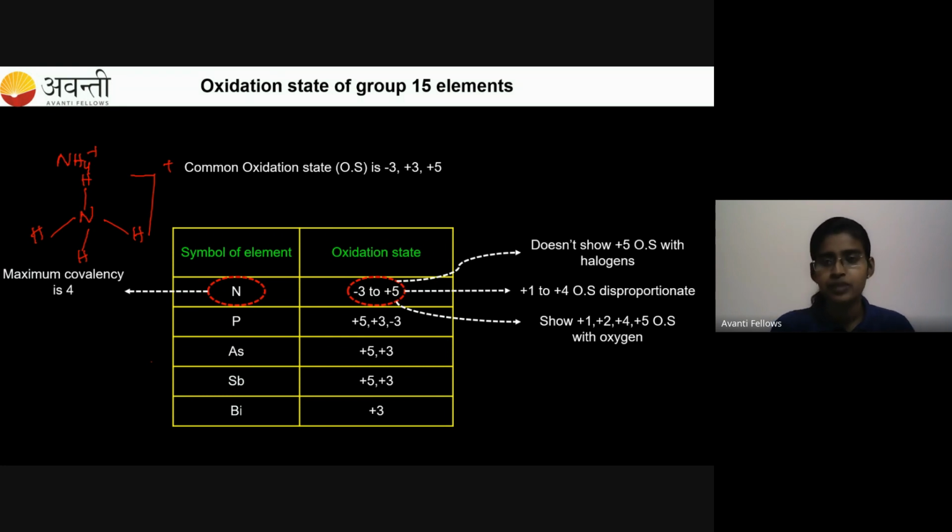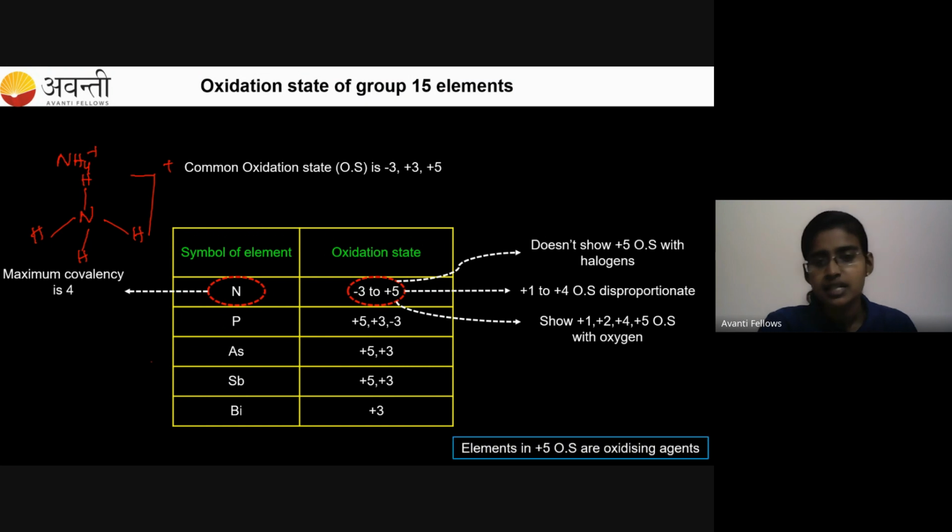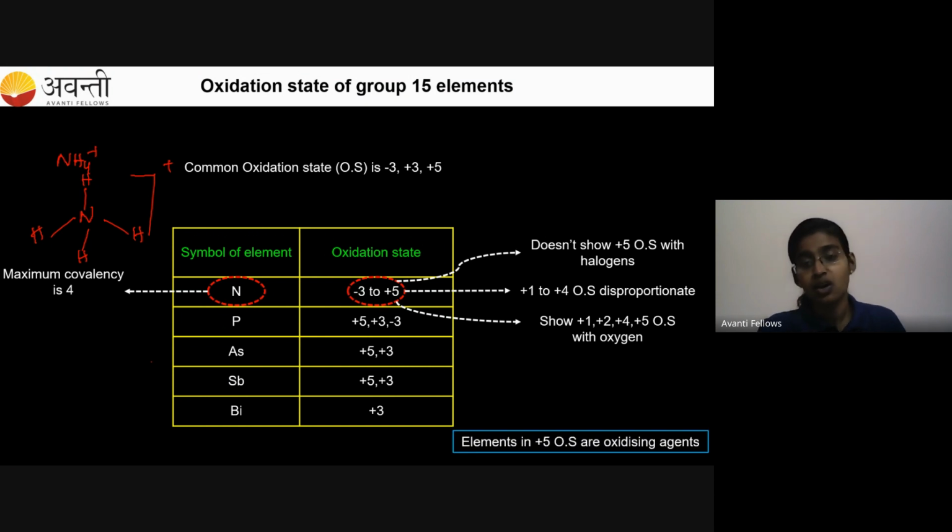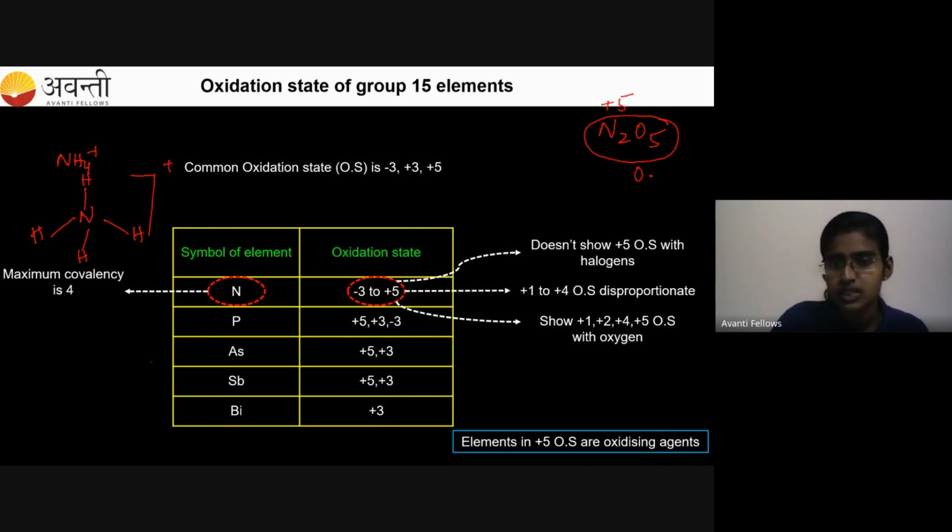Okay. And the elements in +5 oxidation states are oxidizing agents. Like we have seen in the example just now, right? N2O5. In N2O5, the oxidation state of nitrogen is +5. Now this N2O5 is a strong oxidizing agent. So all the compounds in which nitrogen is in +5 oxidation state are oxidizing agents.